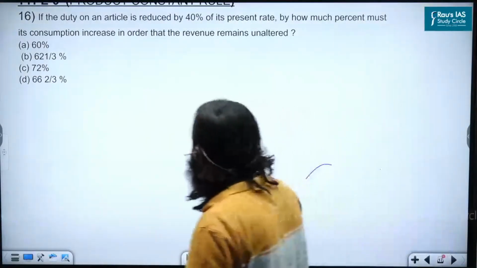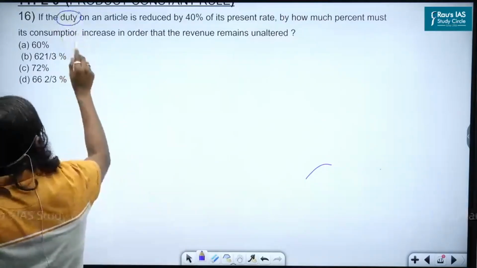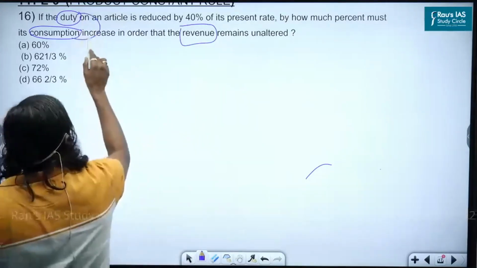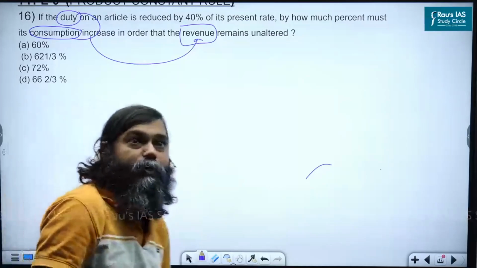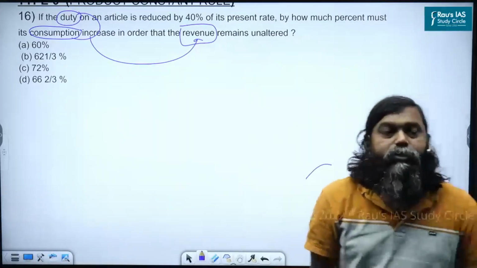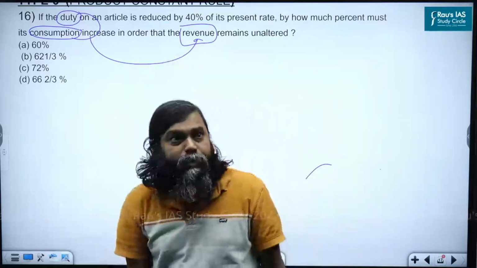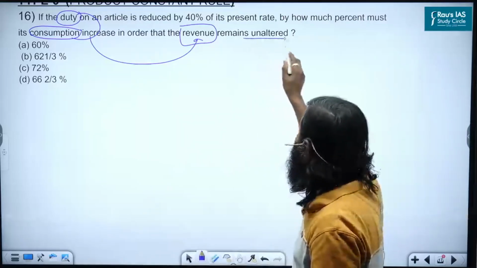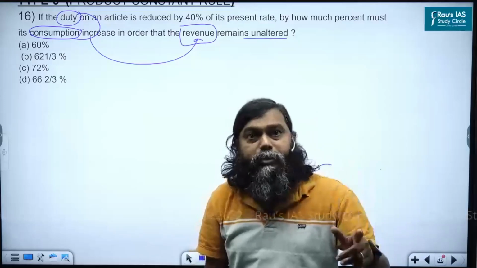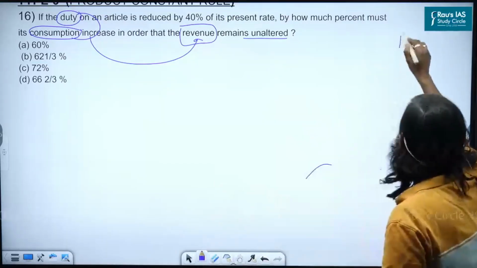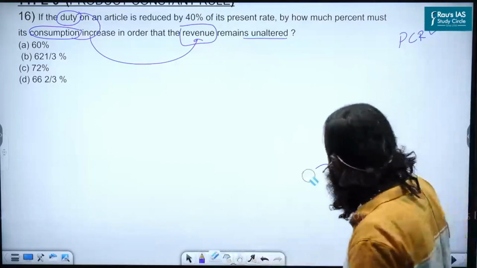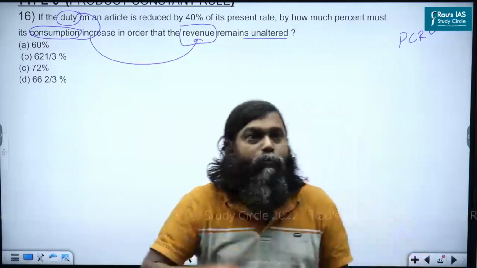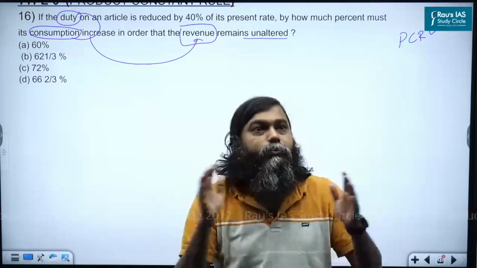What are we discussing in this question? We are discussing duty. We are discussing consumption. We are discussing revenue. Using duty and consumption, I am able to derive the revenue. Duty into consumption is called revenue. So after I multiplied, my answer is revenue. Revenue is called product. Is revenue constant or not? Revenue is unaltered. That means a constant. Product is constant. This question is suitable for product constant rule. Getting this? Anybody doubt? Now you understand how we can decide whether a question is suitable for product constant rule or not?